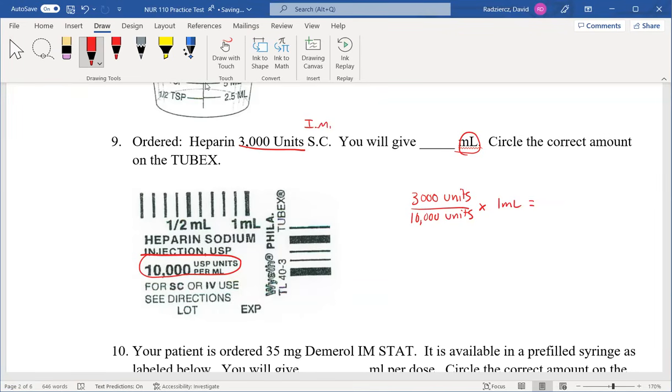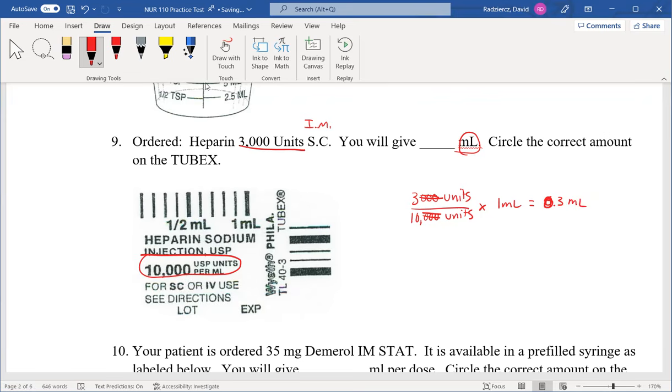Now, a little shorthand, if you're concerned that you might not put this into your calculator correctly, look at the number of zeros. There's 3 on 3,000 and there's 4 in 10,000. Take the fewer number, so 3. I'm going to cross them out, and cross out the 3 here. And now you have 3 over 10, which is the same thing as 3,000 over 10,000, which will give you an answer of 0.3 milliliters.